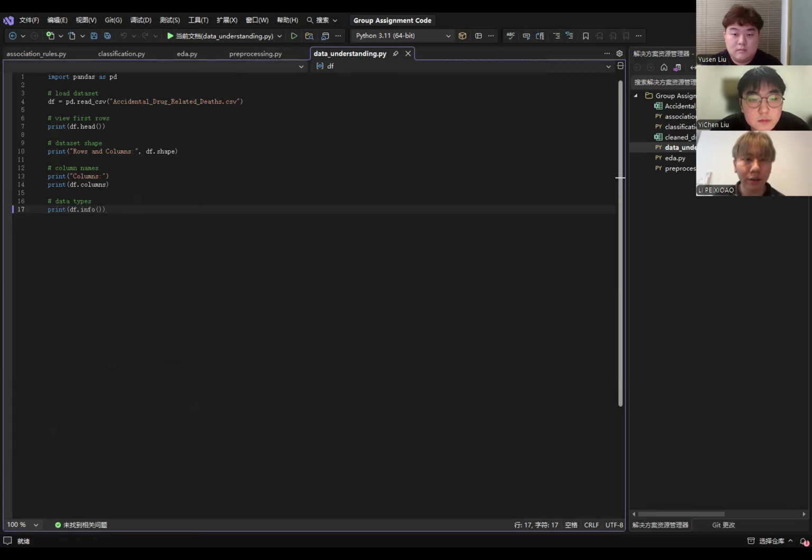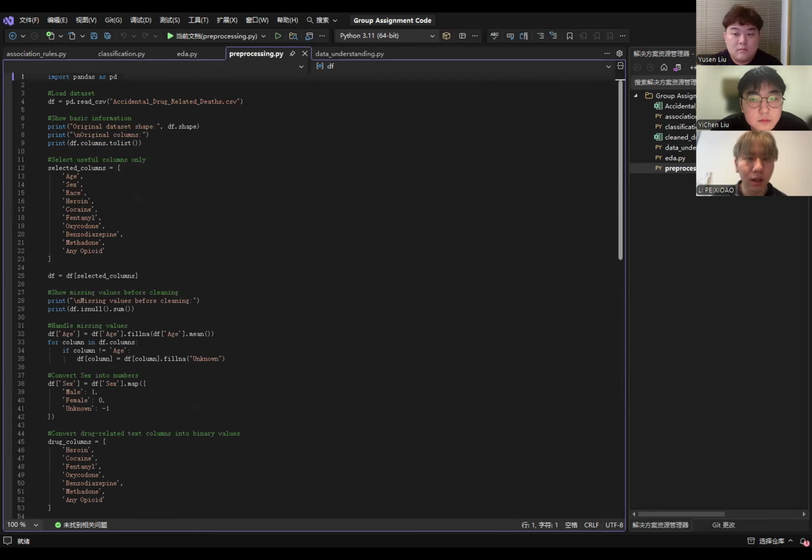Now, I will continue with the pre-processing code. This part is important because raw datasets usually contain unnecessary columns, missing values, and key data that machine learning algorithms cannot use directly.